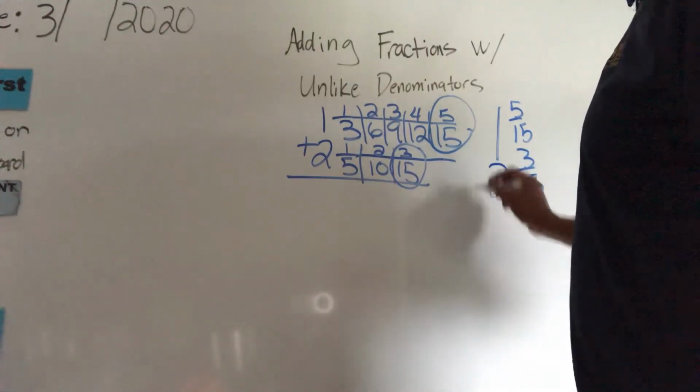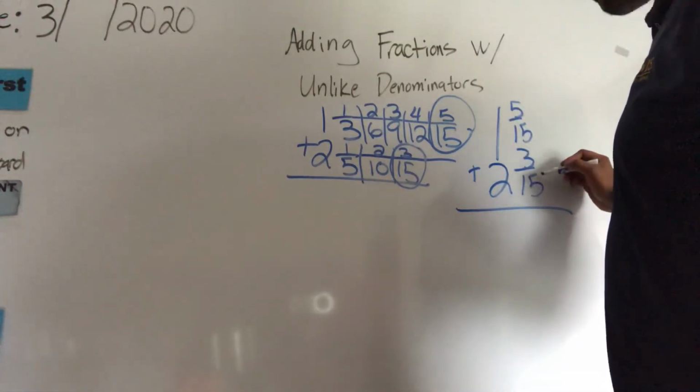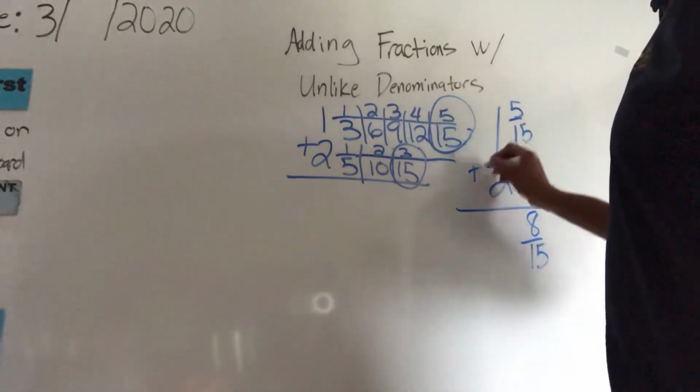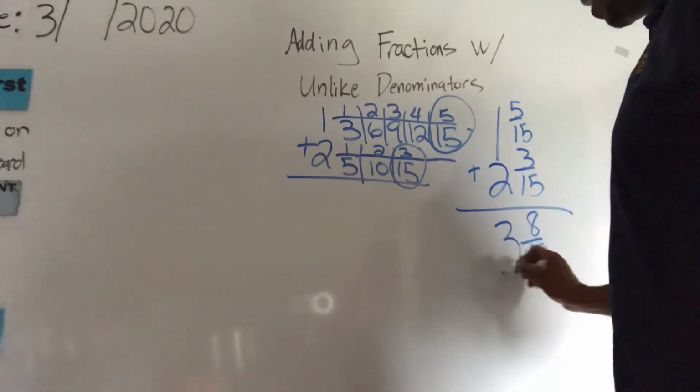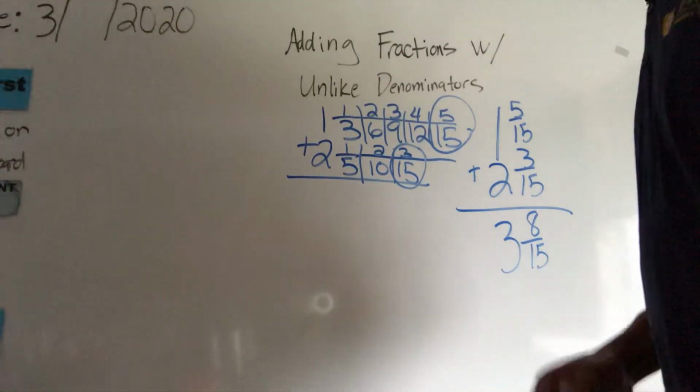And when I add them up, 5/15 plus 3/15 is 8/15, and 1 plus 2 is 3. So the answer to this one is 3 wholes and 8/15.